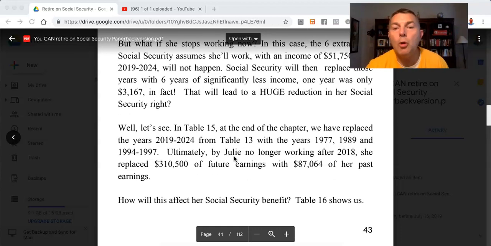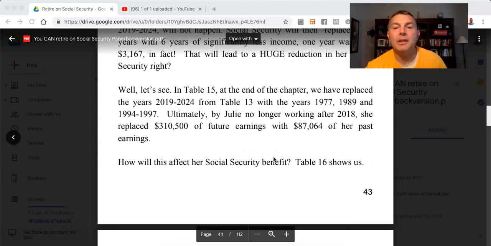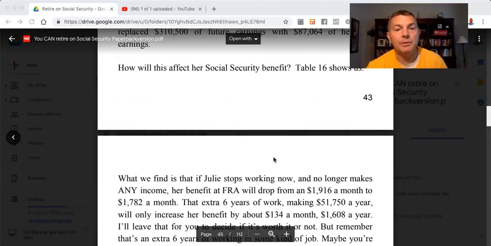Ultimately, by Julie no longer working after 2018, she replaced $310,500 of future earnings with $87,640 of her past earnings. How will this affect her benefit? Well, Table 16 shows us.